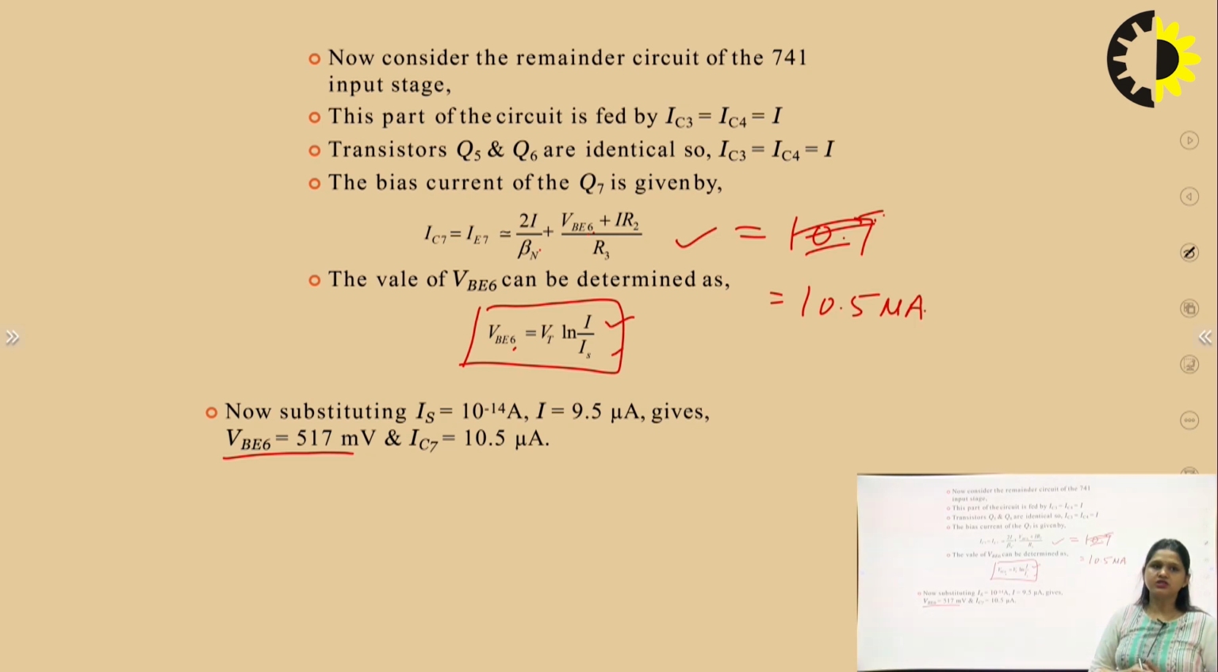So for the input stage, we have calculated all the current components: IC1, IC2, IC3, IC4 are equal, and IC5 and 6 are equal, and that value is 9.5 microampere. For IC7, the value is 10.5 microampere. So this is how we can do the DC analysis of the 741 IC input stage.